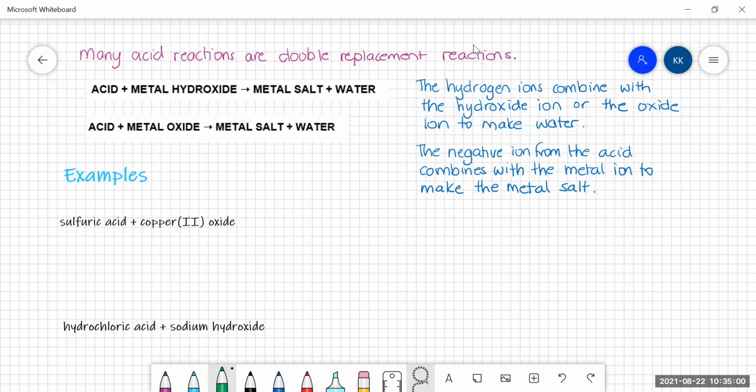So if you think of your acid as HCl, and your metal hydroxide is maybe sodium hydroxide, then it's swapping partners, a double replacement. The hydrogen is going to get with the hydroxide, and that's going to make your water. And the chloride from the acid is going to get with the sodium, and that's going to be your metal salt. So that's how these reactions work. All right, let's have a look at a couple of examples, and we're going to write some equations.